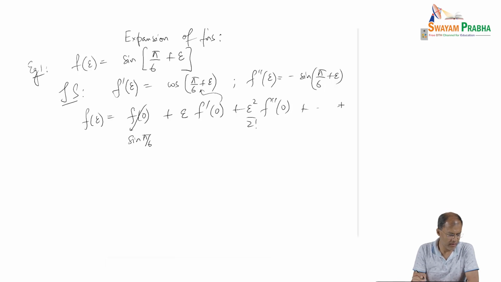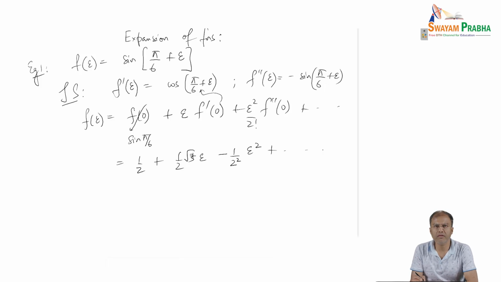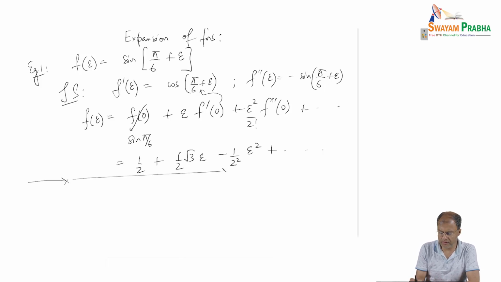So if we were to write the series expansion, we see that this is half plus root 3 by 2 epsilon minus one half epsilon square, and so on. So that is quite easy for this example. Our next example is slightly more involved. For example, look at this problem here where we take f of epsilon equal to log of 1 plus square root of epsilon, right?